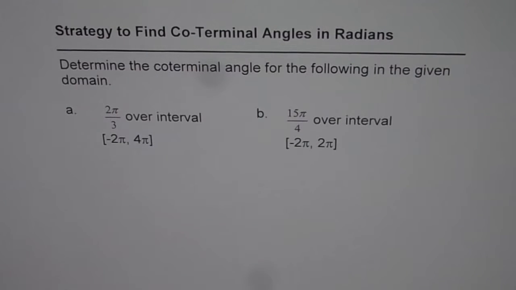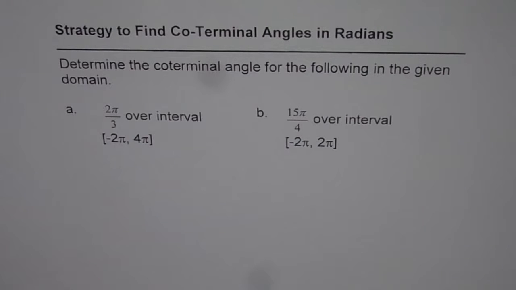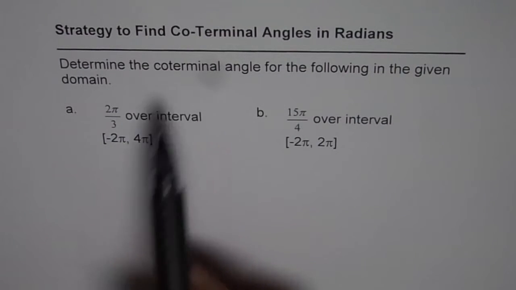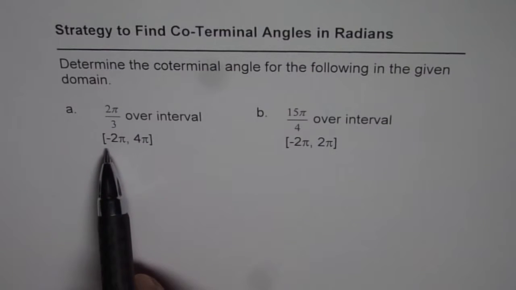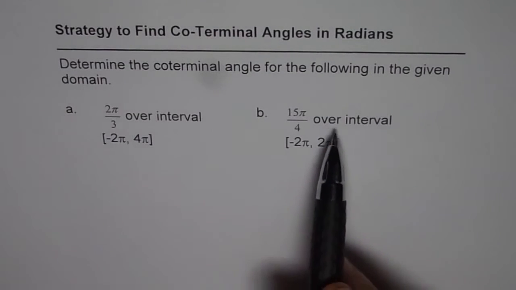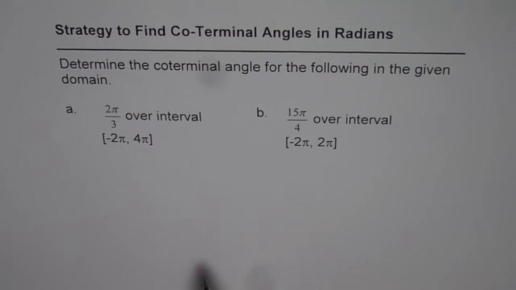I'm Anil Kumar, and in this video I will discuss with you a very strange strategy to find coterminal angles in radians. Determine the coterminal angle for the following in the given domain. So we have two questions here and we'll apply our strategy in these questions. The angle given to us is 2 pi over 3 and we have to find coterminal angles over the interval minus 2 pi to 4 pi. The second one is 15 pi over 4 and we need to find the coterminal angle over the interval minus 2 pi to plus 2 pi.